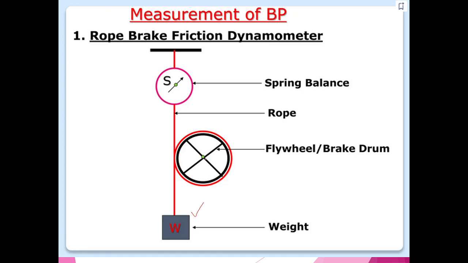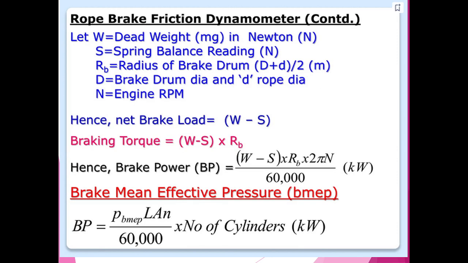Here we should know the distance from the center to the rope, meaning the radius, the diameter of the brake drum, etc. These parameters are necessary. So we'll see how it is calculated. W is the dead weight, not in milligram, it is mass into g, that is in Newton. It is the force applied. We will have the spring balance reading S in Newton.